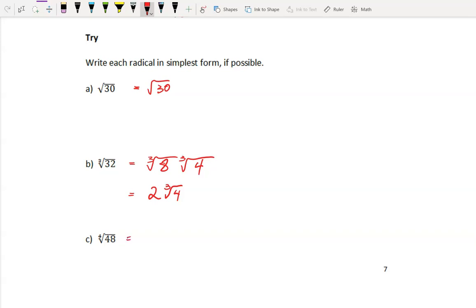Alright, next, the fourth root. What are the perfect fourth roots? 2 to the power of 4 is 16. 3 to the power of 4 is 81. That's already too big, so it's got to be 16. It goes in 3 times. So this is 2 and the fourth root of 3.